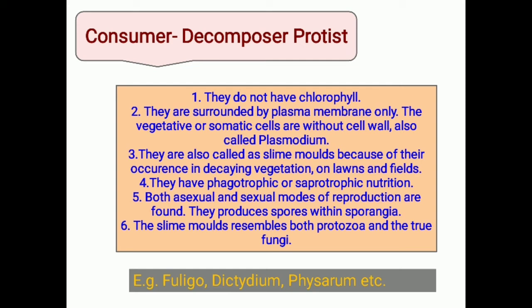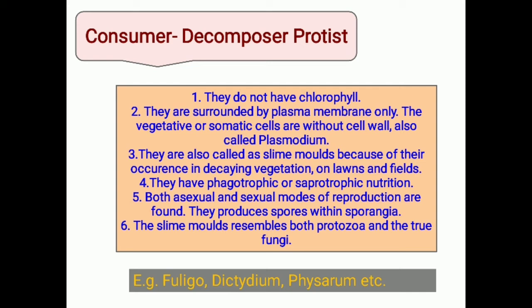Now what are vegetative or somatic cells? The parts or cells of the body other than the gametes, that means the sex cells, are called vegetative or somatic cells. So these vegetative or somatic cells are without cell wall, and therefore these cells are also called plasmodium. They are also called the slime molds. Mold means fungi. And as they do not have the cell wall, they have a slimy appearance.